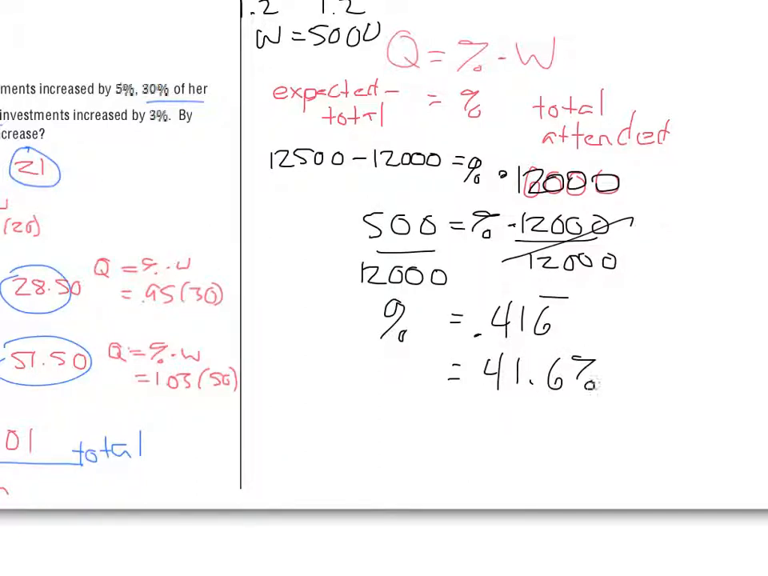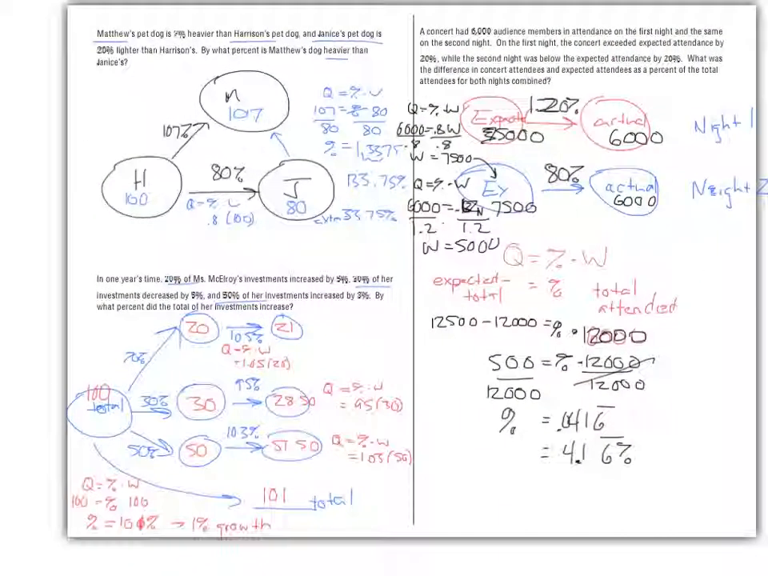41.6 repeating percent. Actually, that decimal is in the wrong place. 0.0416, so 4.16 repeating percent. So that was actually a percent error problem, because we found the amount of error and we divided it by the total. All right, so that's our lesson for today. Again, it's all about being able to think through how the percentages are relating between your part and whole, and kind of setting up these diagrams to help you break things down.